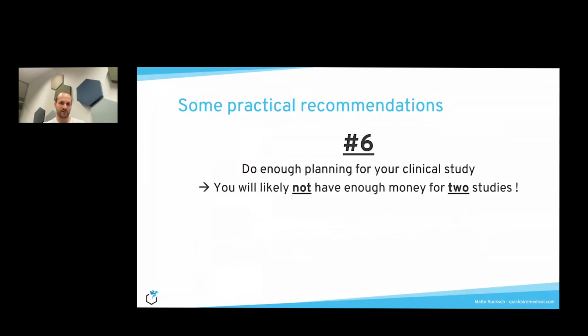My sixth advice is do enough planning for your clinical study. You will likely not have enough money for 2 clinical studies, so get it right on the first try. And don't make the mistake. We've seen it before that maybe you realize in the study that you're basically proving the wrong thing. Maybe that won't get you in the DiGA-directory, or you realize that your whole study concept is flawed and you won't be able to prove anything with it. So this is something to plan very well.